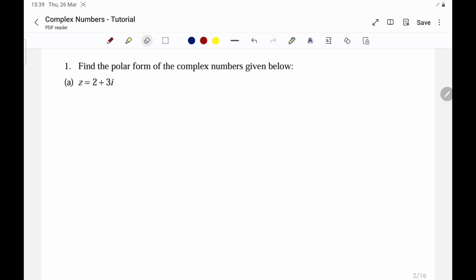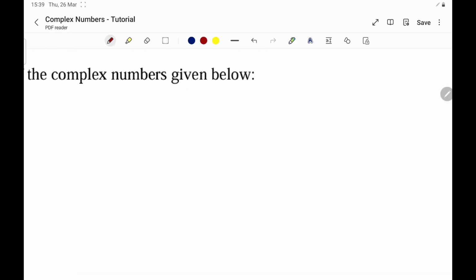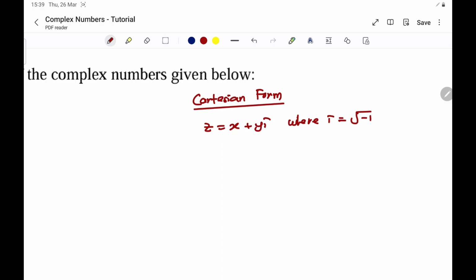When we talk about complex number, it is usually written in the Cartesian form, which is z is equal to x plus yi, where i is actually square root of -1. And when we have a complex number, we also have the conjugate of the complex number. For conjugate, you put z and then put a bar on top of it. Then we can call it the conjugate of the complex number.